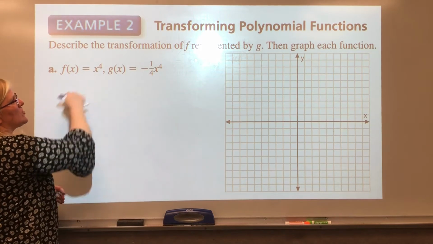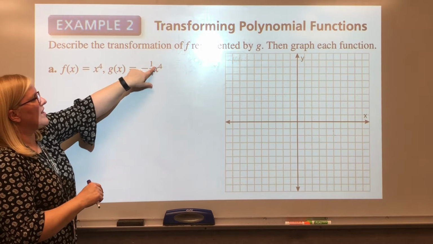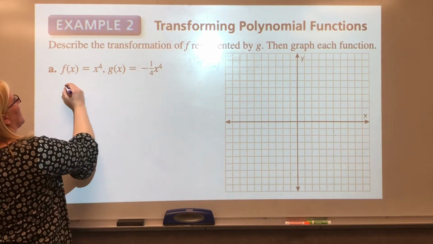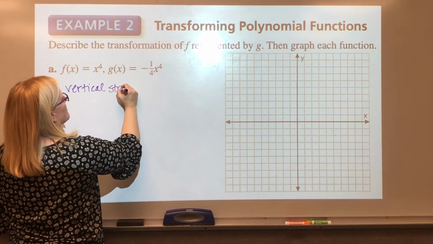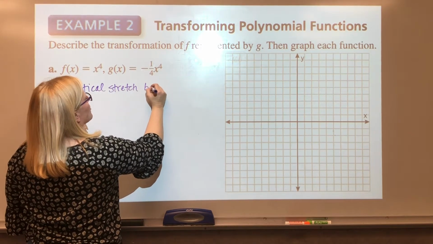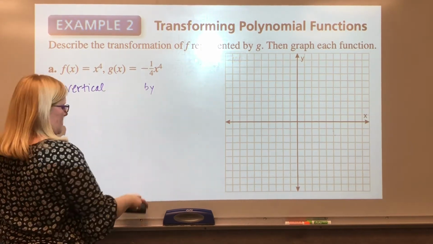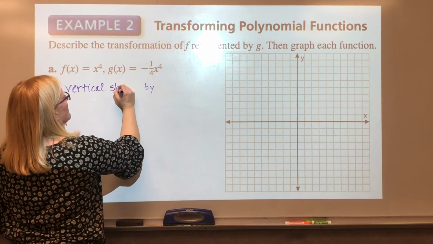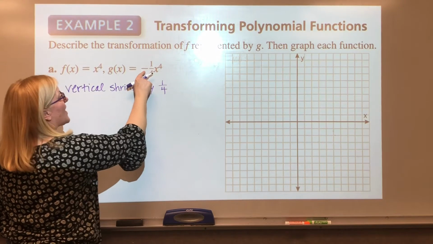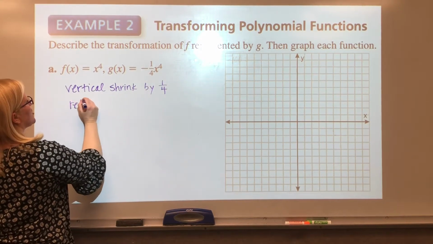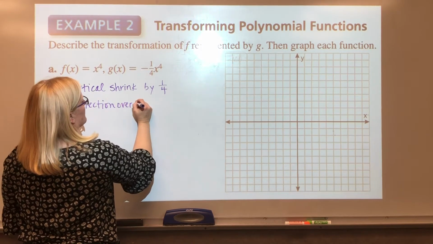So here we have x to the fourth again. And what is happening here? We've got two things happening here. We have a vertical stretch by a factor of, oh, see, look, I just made a mistake. It's not a stretch, it's a shrink. A vertical shrink by 1/4. And that negative tells us that we have a reflection over the x-axis.